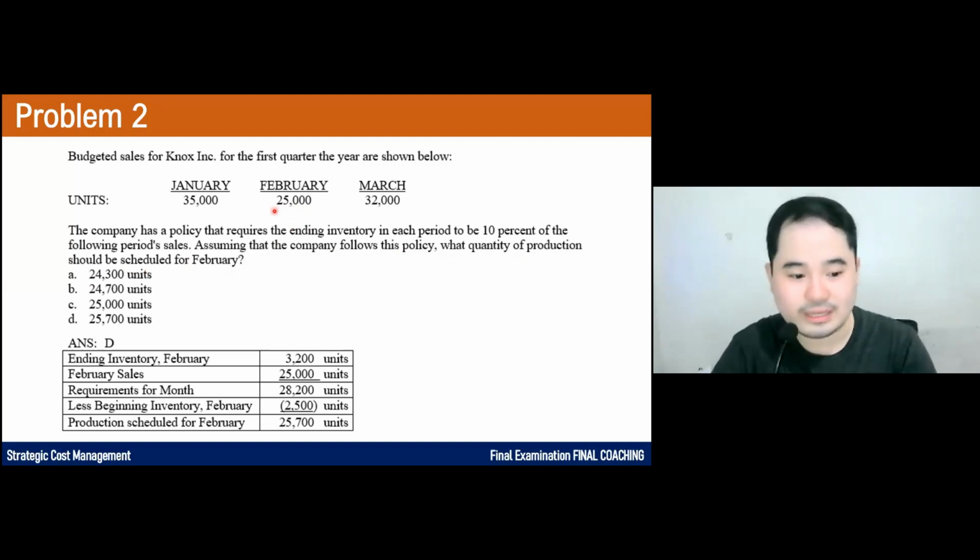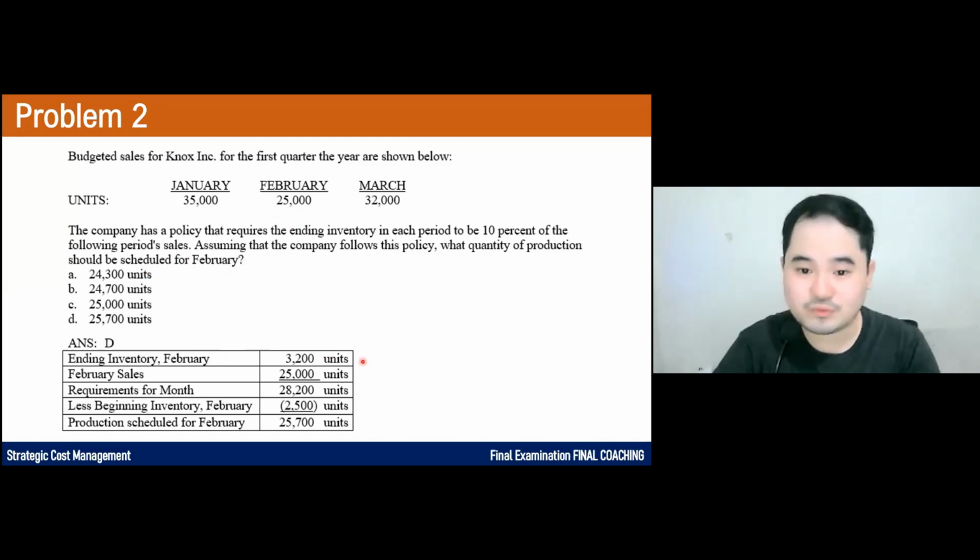So ganito po gagawin natin. Your ending inventory in February is 3,200 units. And where did this come from? 32,000 multiplied by 10%. Yan po kasi ang inyong required balance ng ending inventory for February. 10% of the next period sales. So that if your next period sales is 32,000, so it's 3,200.